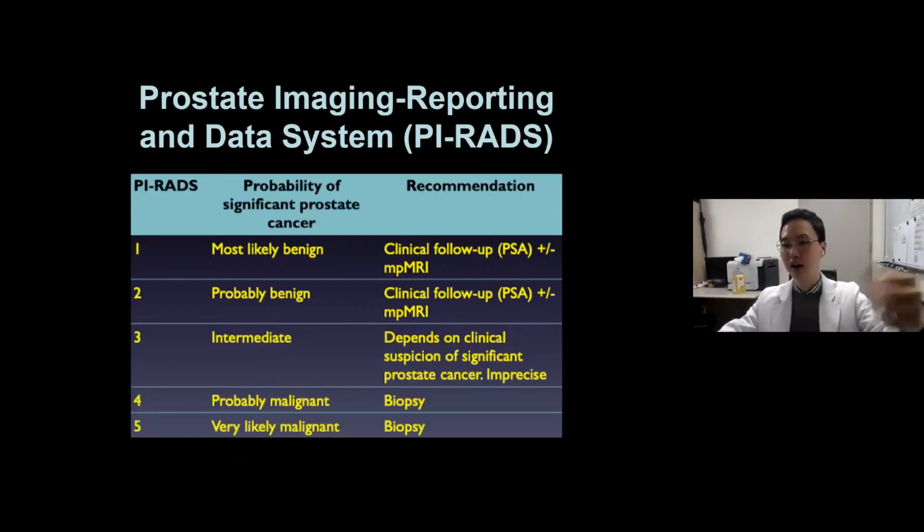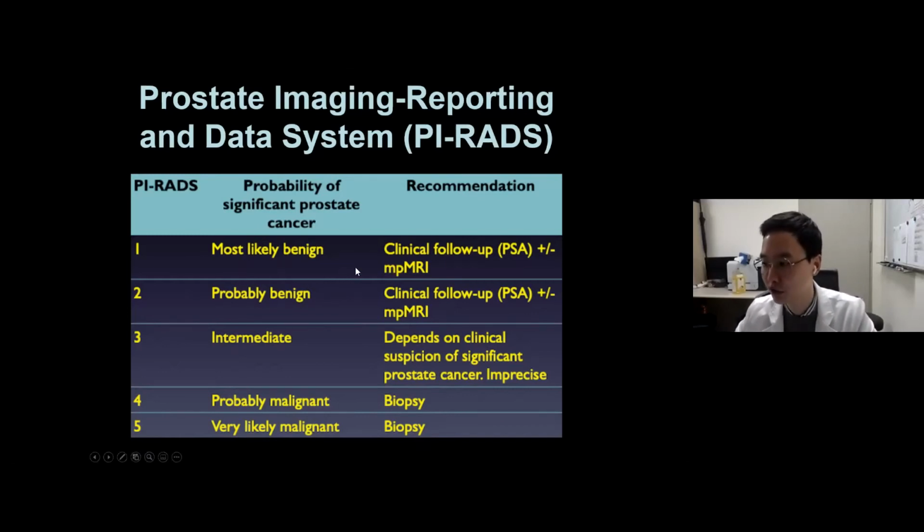After assessment and assigning the PIROT score, there is a table that summarizes what you should do. These are some suggested management plans. For PIROT 4 and 5, there is more chance of malignancy, so biopsy should be done. For 3, it depends on the clinical situation or significance. But for 1 and 2, there is more chance of a benign lesion, so just a follow-up using the PSA can be relevant.